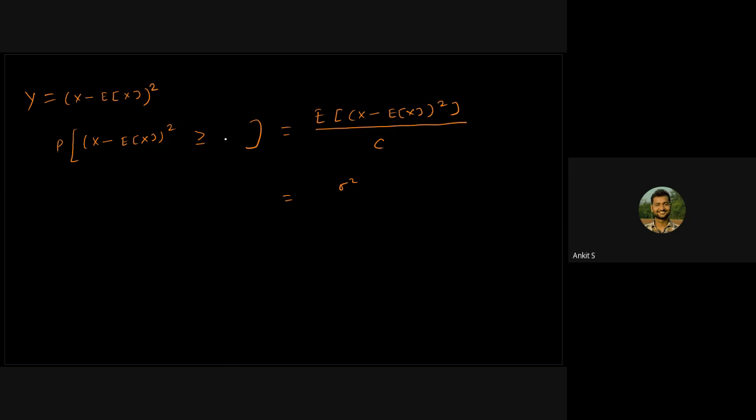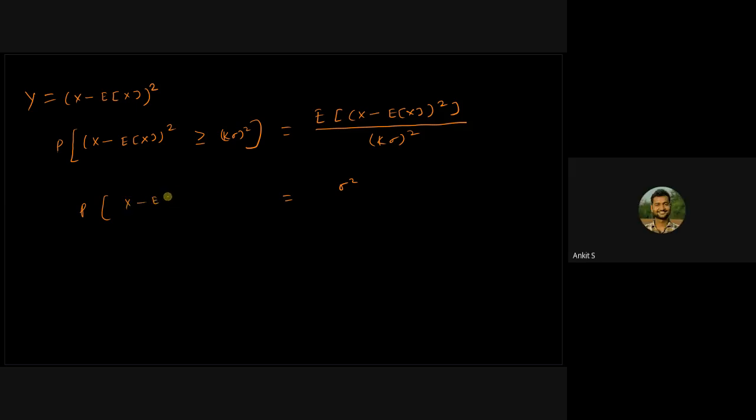Instead of c, we could have put anything. So instead of c, let's put k sigma squared. It does not matter what we put here, so whatever we put here, we have to put here also. Do you agree? Yes. I can put anything, but I have just put it in terms of k sigma. Now the sigma squared cancels out on the right hand side and it becomes 1 by k squared.